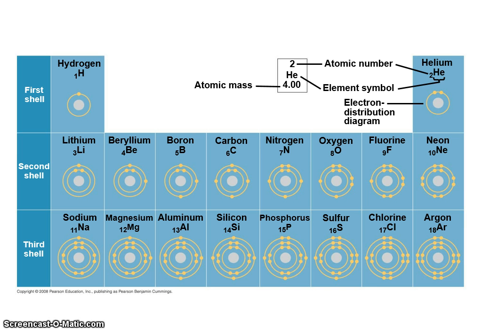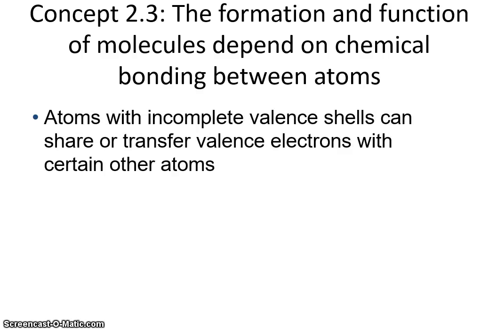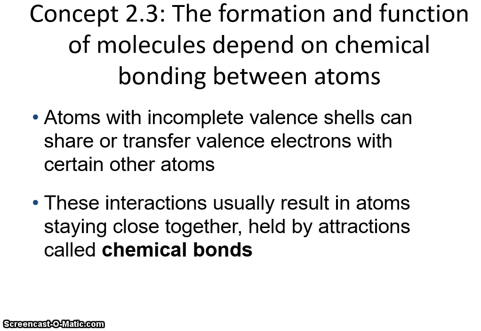Now, all of the atoms that do not have complete valence electron shells, we say they are unstable, and they will either share or transfer electrons to each other in order to become fulfilled so that their valence electron shells are filled. When they are either sharing electrons or transferring electrons, this results in interactions and attractions between atoms, and we call these things chemical bonds. We are going to take a look at 2 different types of chemical bonds, covalent bonding and ionic bonding.